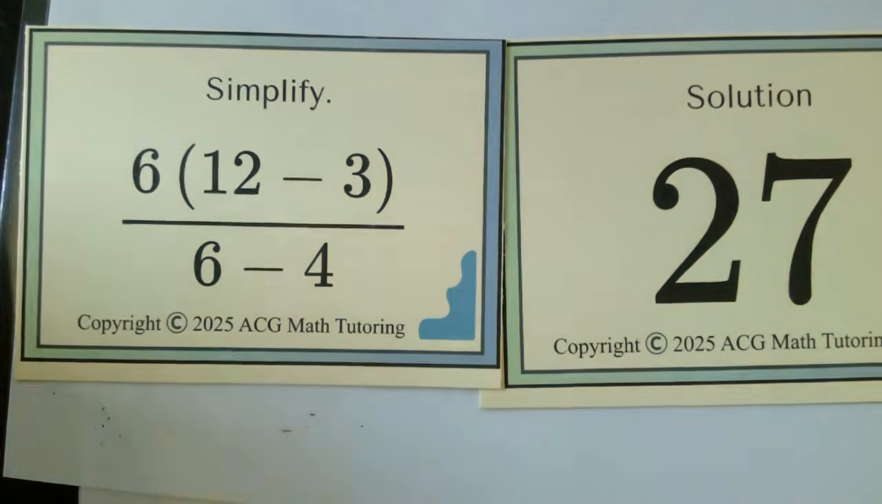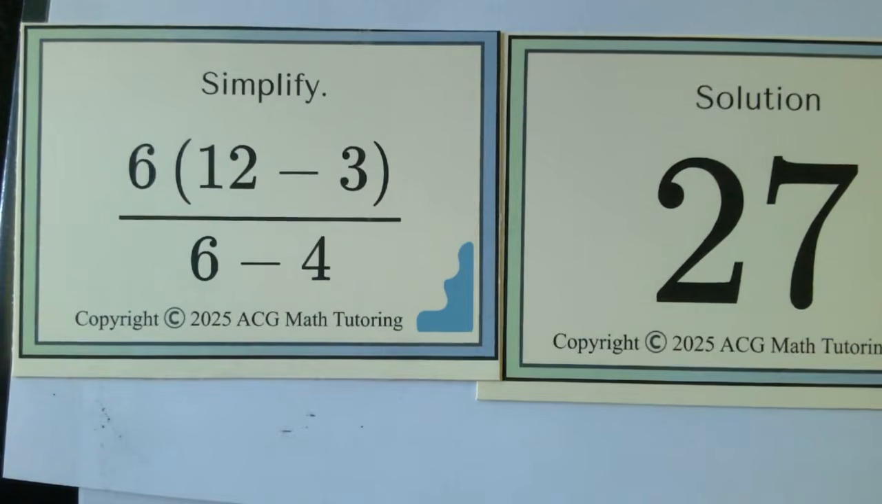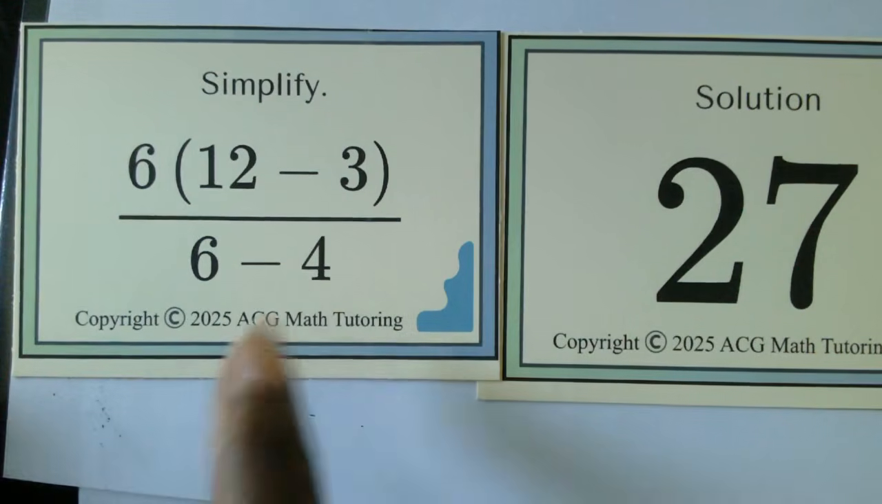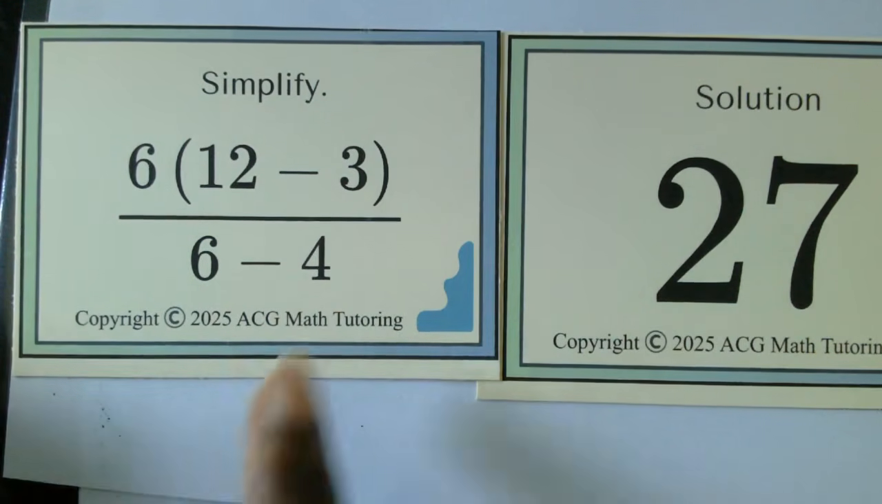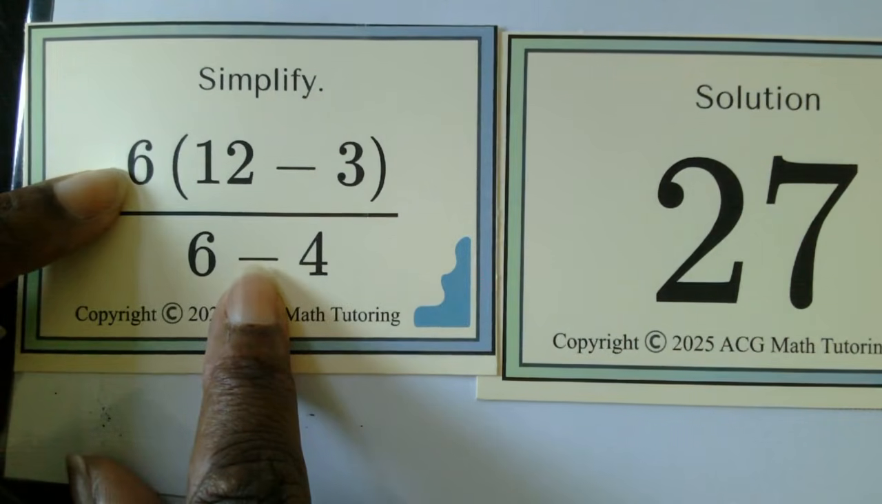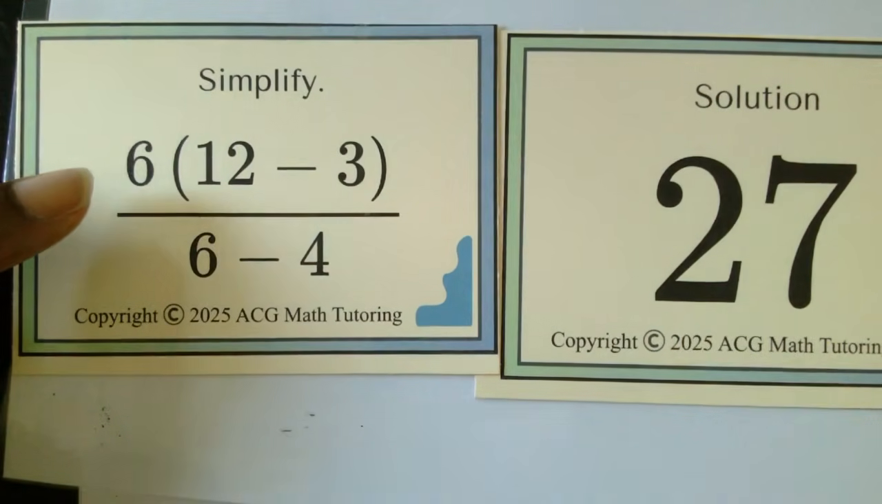Anyway, so doing what's inside the parenthesis. We have 12 minus 3, so we got our 9. Then we have 6 times 9. Then we have 6 minus 4, that gives us 2. So if you want, you could take that 6 and divide it by 2 to give you 3. And then 3 times 9 gives you 27.